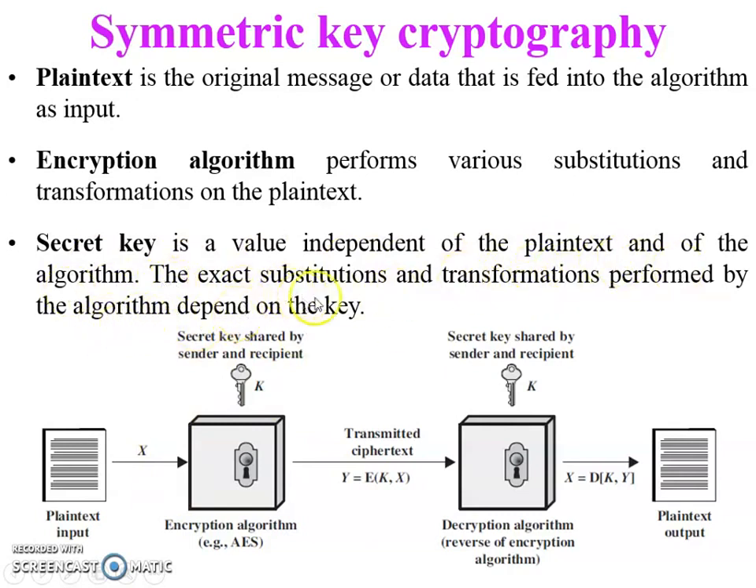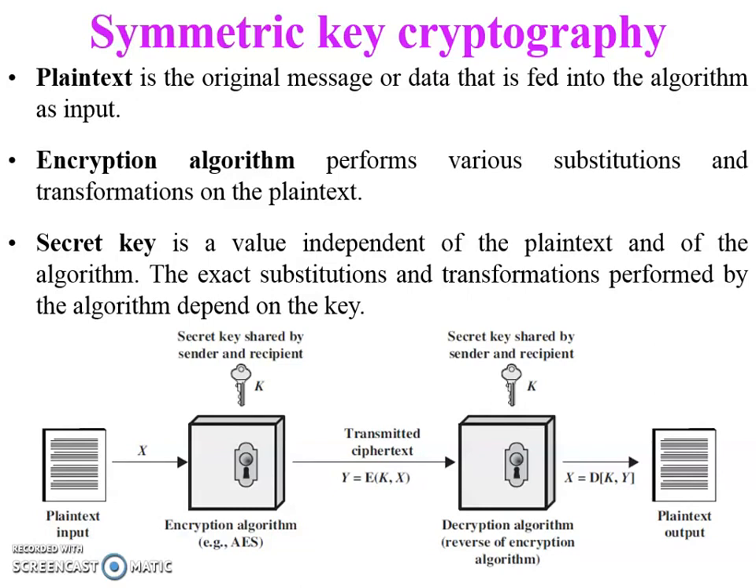The use of the encryption algorithm is to convert plaintext into an unreadable format, or we can say plaintext is converted into ciphertext. Third one, secret key. It is a value independent of the plaintext and of the algorithm. The exact substitutions and transformations performed by the algorithm depend on the key.